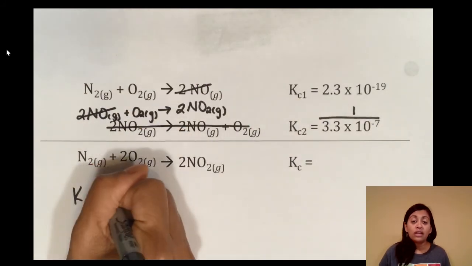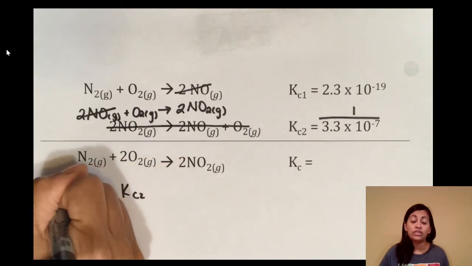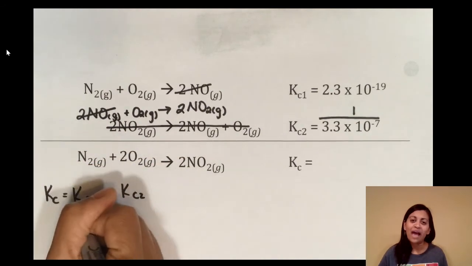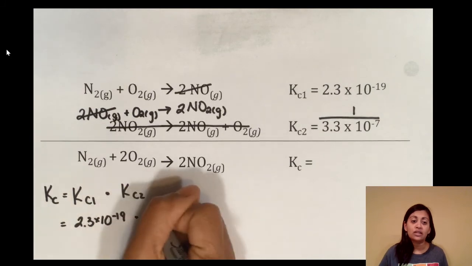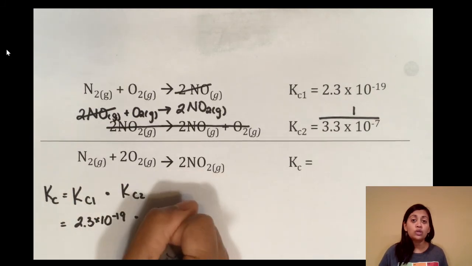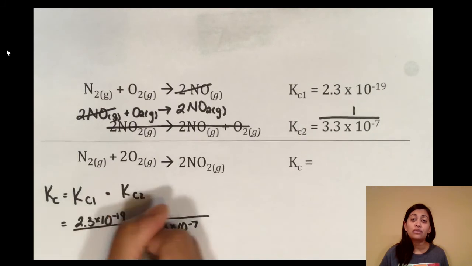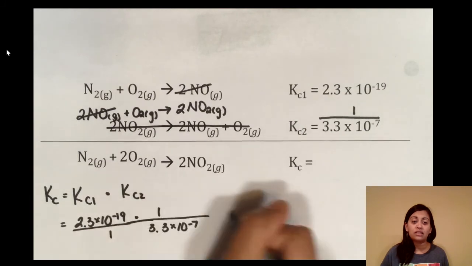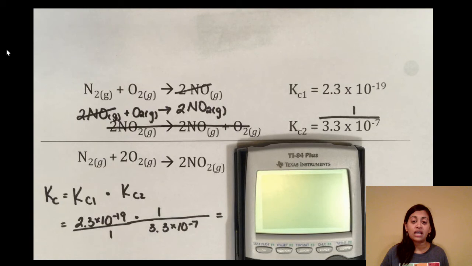In Hess's law and with rate equations, we saw that we would add the values up. In this case, we're actually multiplying these intermediate K values. So we're taking KC1, which is 2.3 times 10 to the negative 19th, multiplied by KC2, which is now the reciprocal of 3.3 times 10 to the negative 7. So we can just take 2.3 times 10 to the negative 19th and put that over 3.3 times 10 to the negative 7th in order to get your overall K value.